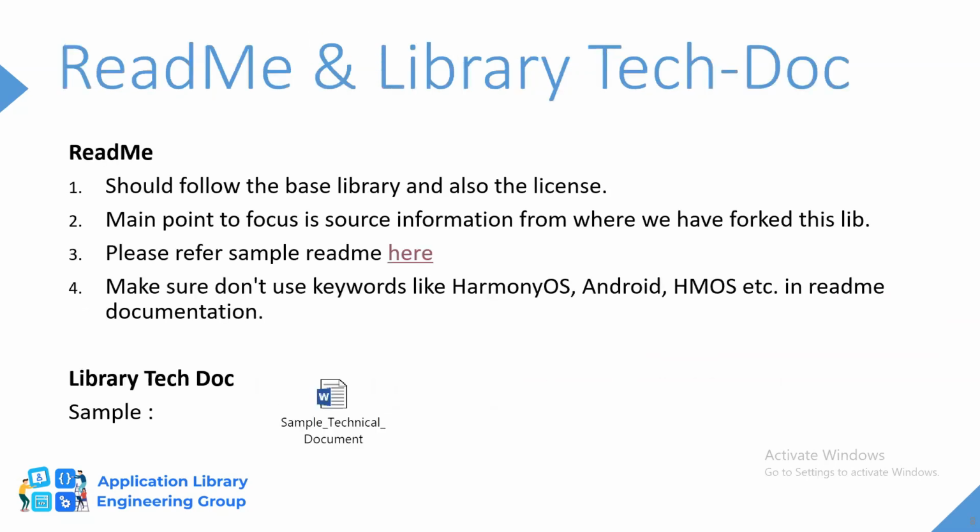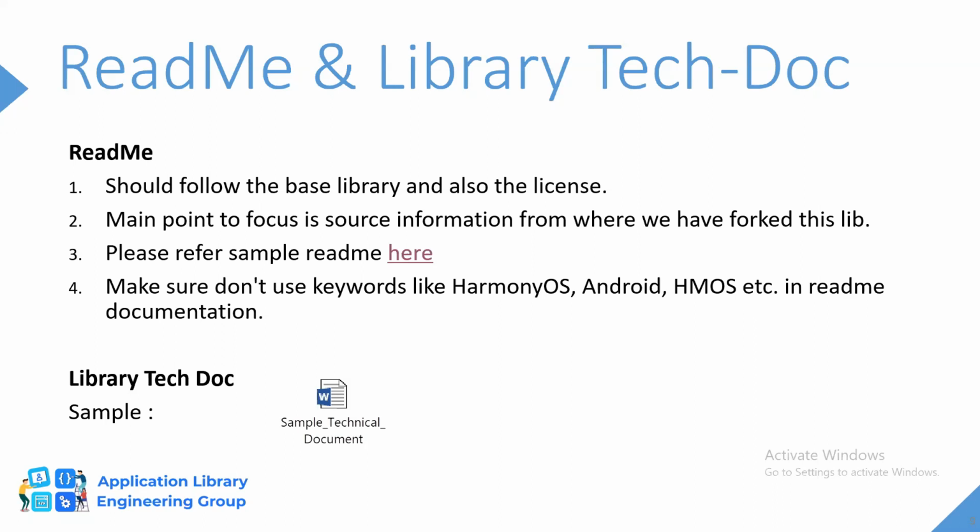Yeah, coming to the next one, that is the README and library tech document. README is nothing but the documentation that we will have for any repository or any library that we develop. So that should include the usage instructions, the installation instructions, and also the various exposed APIs. And if you have referred to some base library, that information you should also include. And also the license and the copyright information at the end of the README, if you include that, that is well and good.